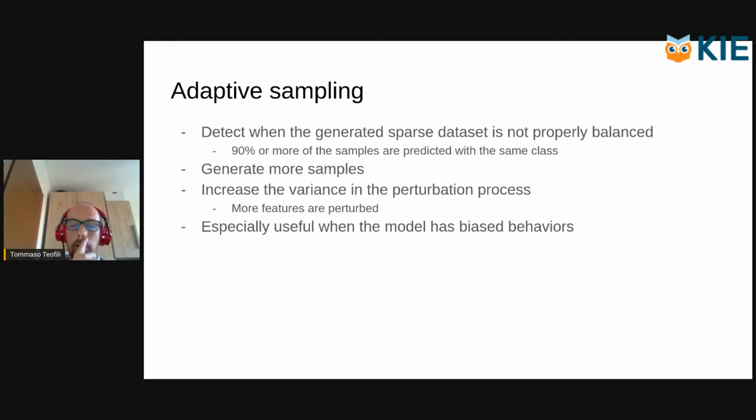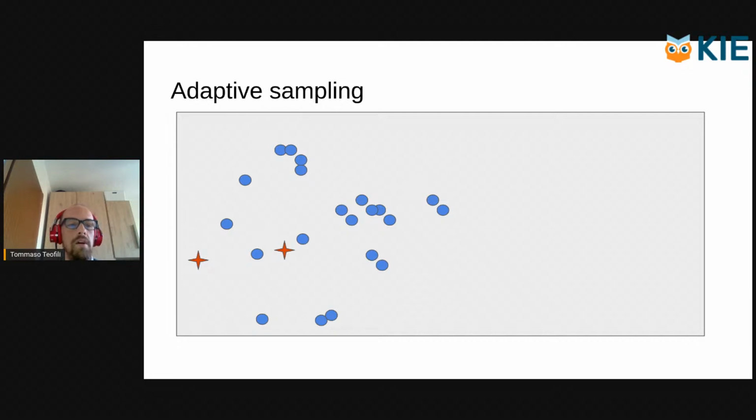So one trick we adopted is what we called adaptive sampling. Basically, if we are unlucky when we generate the samples, and most of the samples are predicted with a single class, then it's harder to get the linear model right.